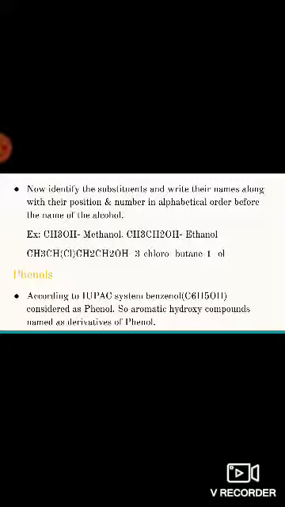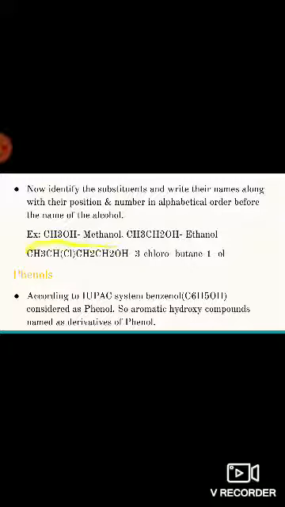In general, aliphatic hydroxy compounds or alcohols are simply named as alkanols according to IUPAC nomenclature. Here are some examples. Methyl alcohol, according to IUPAC, is known as methanol. Ethyl alcohol, according to IUPAC, is known as ethanol because it is a derivative of ethane. So replacing E with OL, we get ethanol.